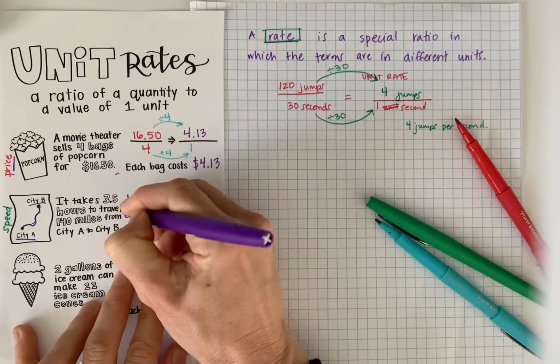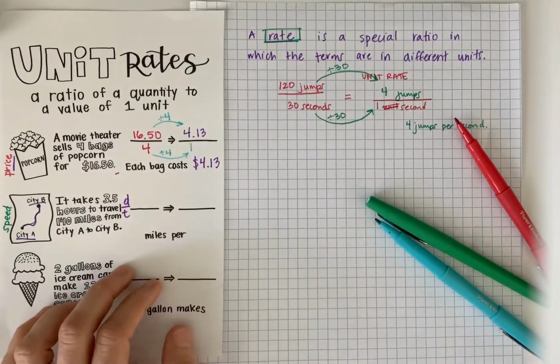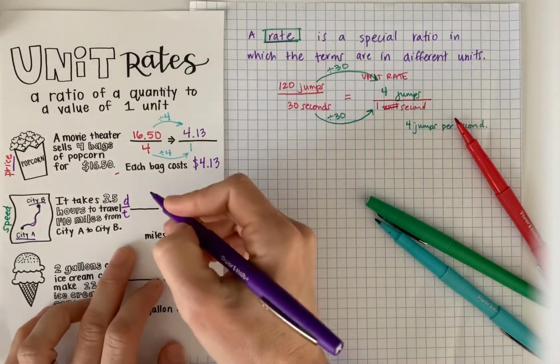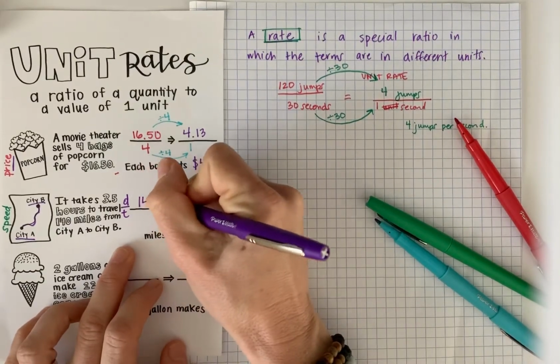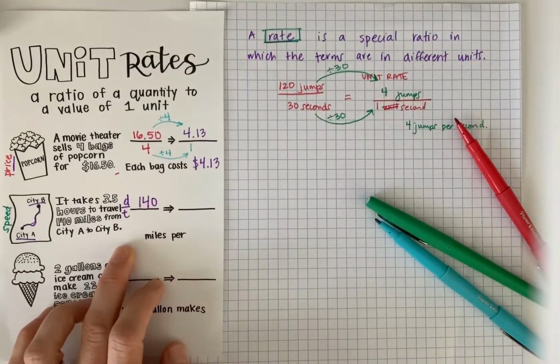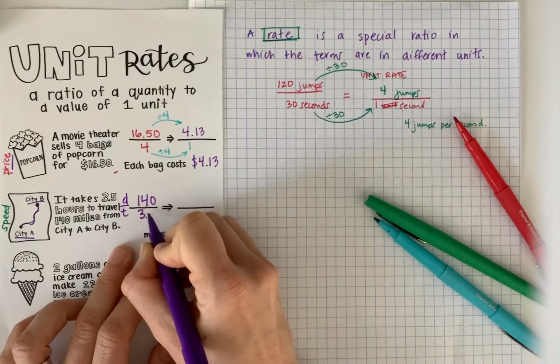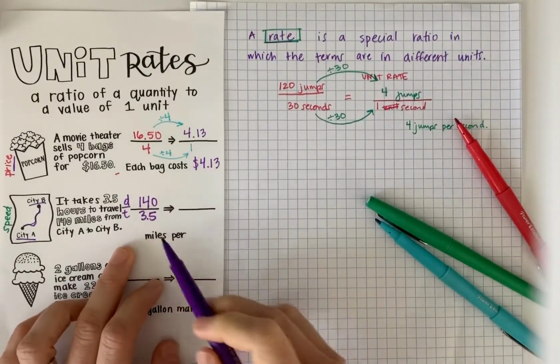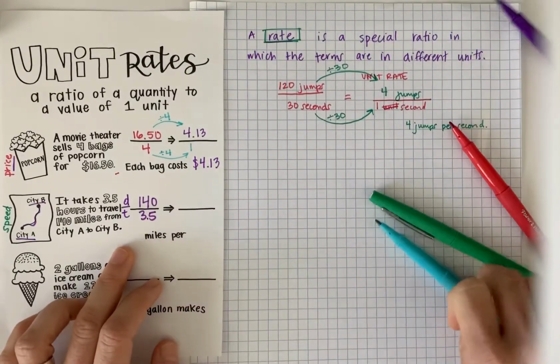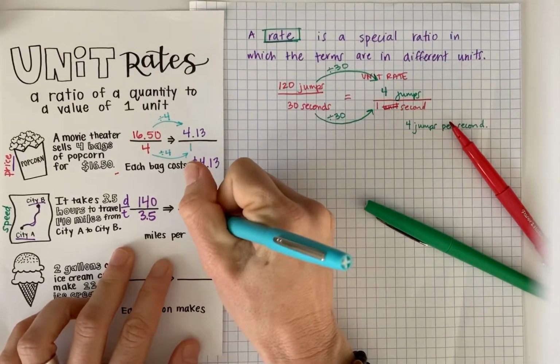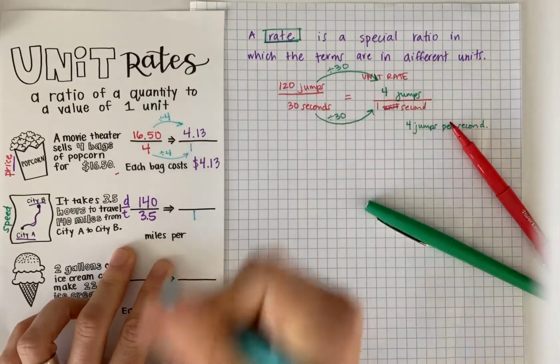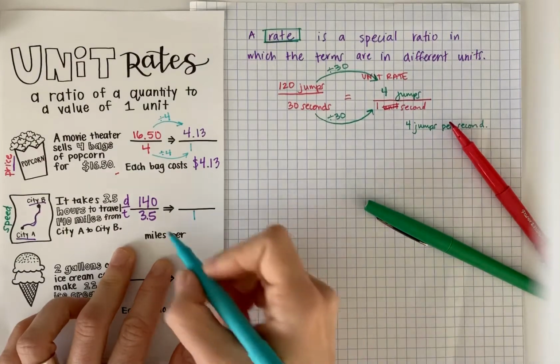Distance over time, and that's a good thing to learn for your science classes as well. So distance, it was 140 miles. The time, it took them 3.5 hours. So I'm going to find how long it would take them to travel for 1 hour.